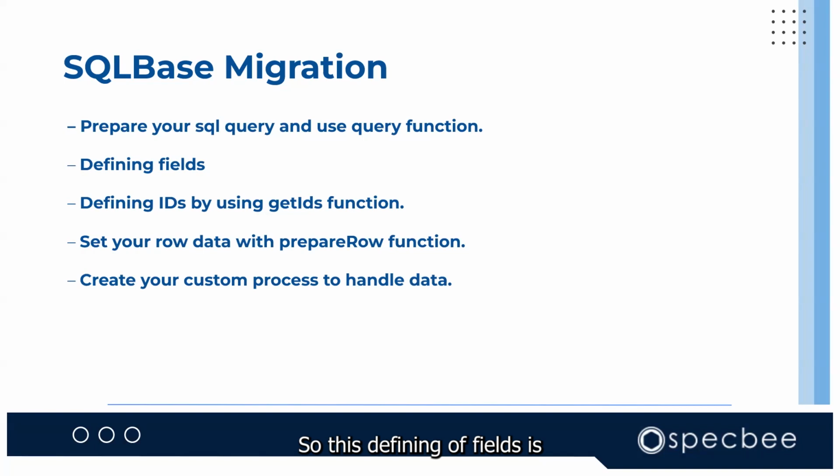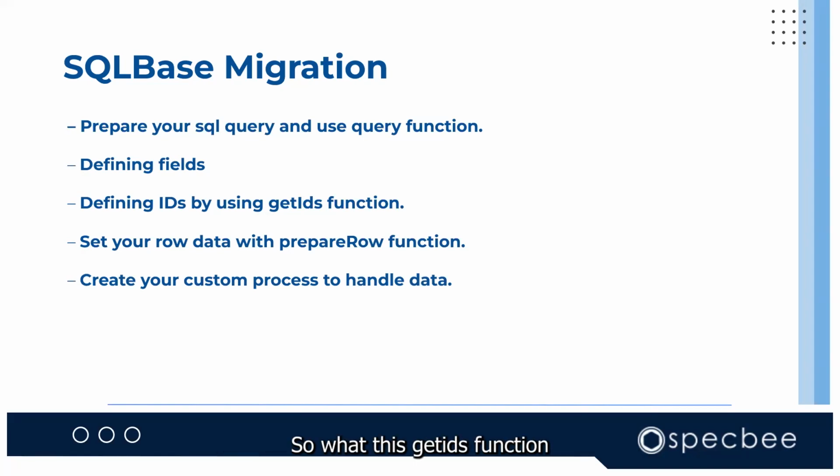Defining fields is not as important as your query, because defining fields can only be used when you are using some kind of UI. But when we are using drush commands, these fields are not that important. And next is defining your IDs, and that can be done using the getIDs function.